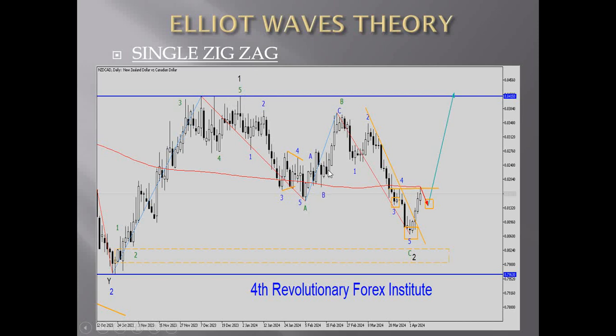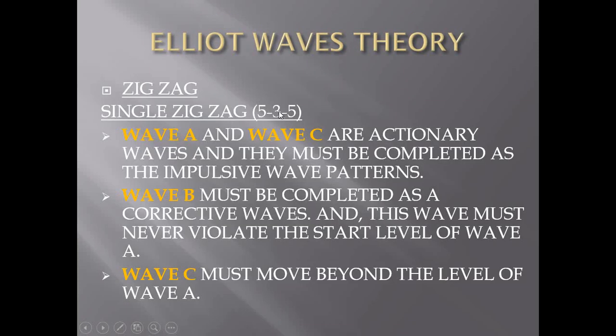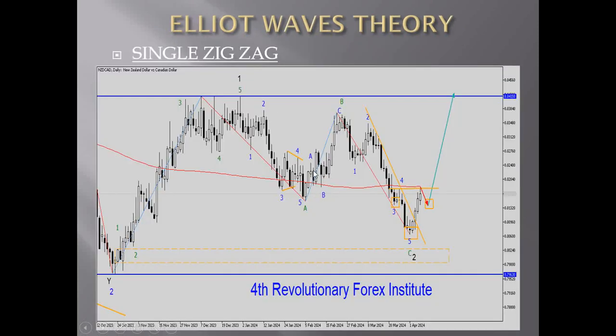Okay, then wave B must be completed in 3 waves. You remember that I said 5-3. So this is wave A, then this is wave B. So our wave B must be completed in 3 waves. You can see here A, B, C. Then also wave B must never move beyond the start level of wave A. Okay, so wave B must never break the level of the start of wave A.